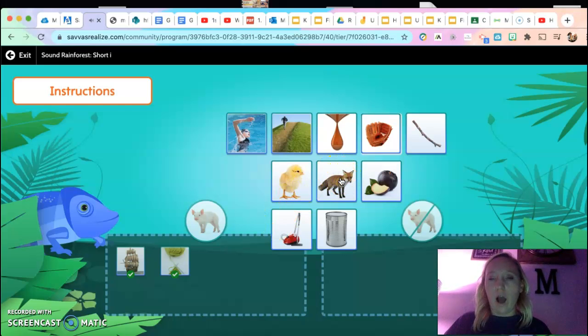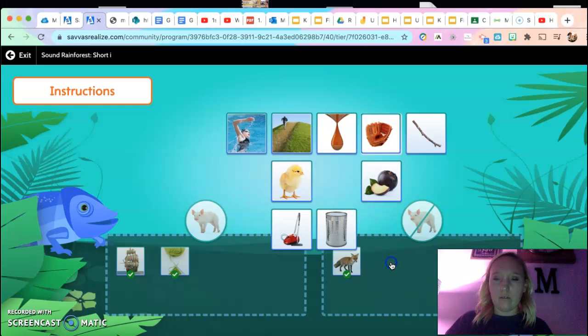What about this picture? Fox. Let's segment that. Ox. Fox. Does fox have the same middle sound as pig? No, it does not. So we're going to drag it underneath this column. Fox. Good.